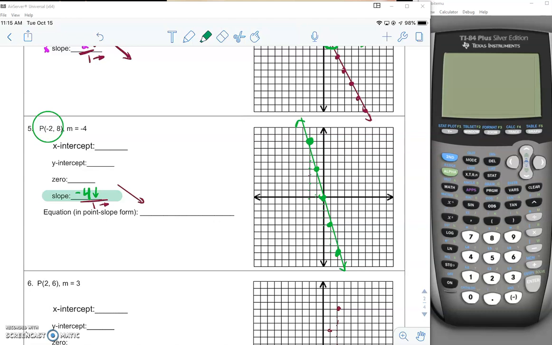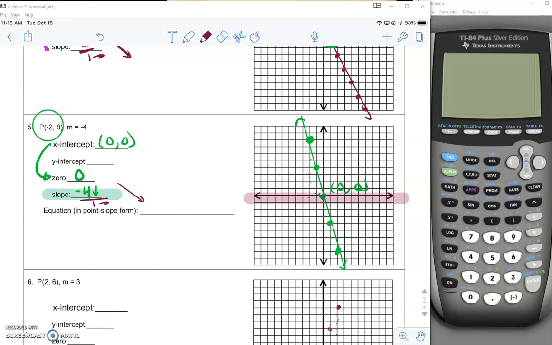Now I'm asked to find the x-intercept, y-intercept, and the zero. Remember, x-intercept and zero are the same thing. So x-intercept, where it crosses the x-axis, notice this time it crosses at the origin. So my x-intercept is the point 0, 0, meaning my zero is actually the number 0. Y-intercept, or where it crosses the y-axis, again it crosses at the origin. So my y-intercept is also the point 0, 0.